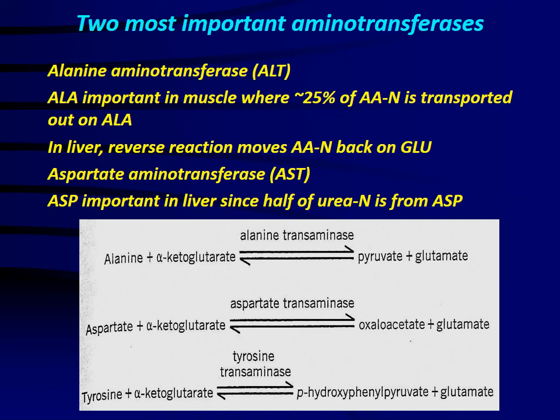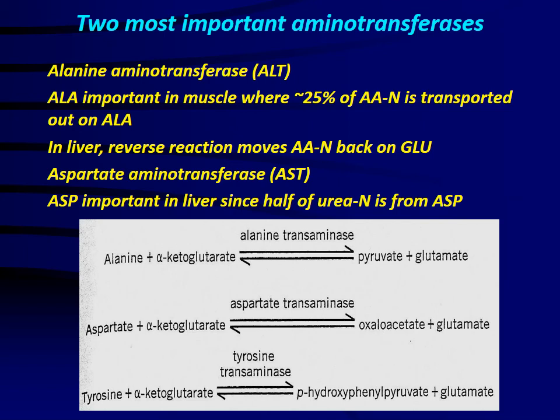Two most important aminotransferases. Alanine aminotransferase, or ALT. Alanine is important in muscle, where 25% of amino acid nitrogen is transported out on alanine. In liver, the reverse reaction moves amino acid nitrogen back on glutamate. Aspartate aminotransferase, or AST. Aspartate is important in liver since half of urea nitrogen is from aspartate.